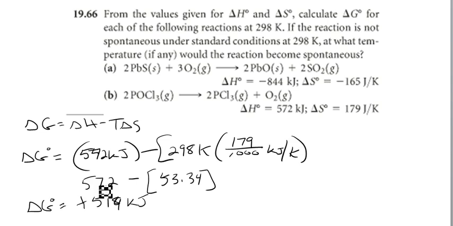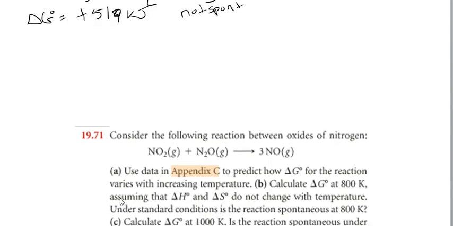So we see this works out to be positive, and so it's not spontaneous. But if the temperature was higher, it would make this enthalpy term a greater number, so you would be doing 572 minus a larger number. So it's possible that it's spontaneous at high enough temperatures because they're both positive. Okay, we're going to move on to the next problem, and we have number 71.